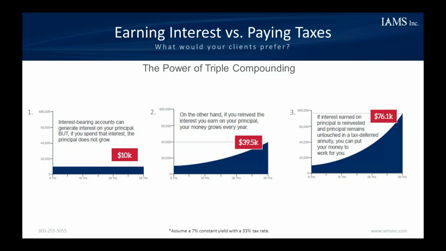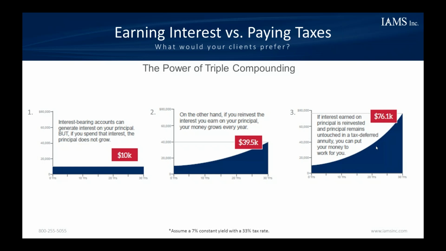In the second example, or the second box here, it says, on the other hand, if you reinvest the interest you earn and you let it grow, that money is going to grow over time. And if the interest earned is reinvested and untouched in a tax-deferred annuity or vehicle, it makes the money work even harder for you.